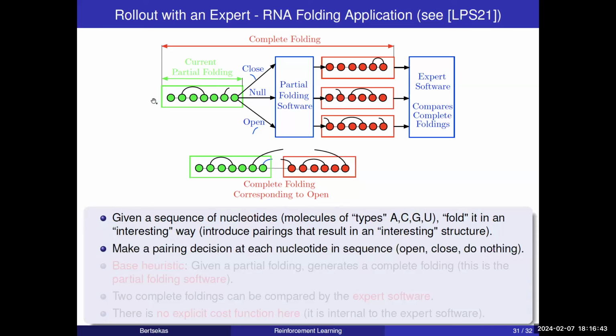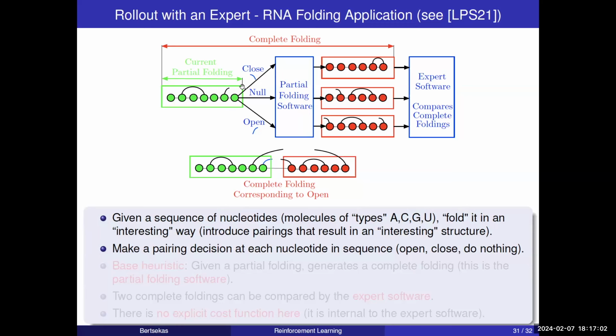We're going to look at a partial folding at each state, and then we're going to make a decision, one of three decisions. So suppose this is a partial folding. Here are two molecules that have been paired with each other, and this here is an open pairing.